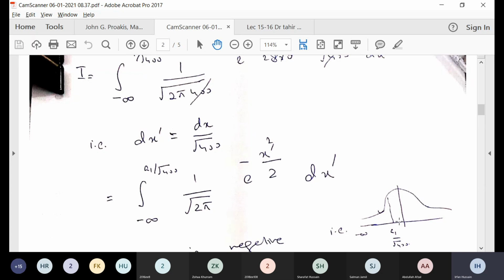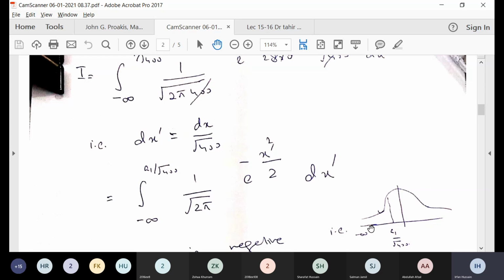Now here, this is the area in the curve from minus infinity to this. This is the CDF. But we want to write this in terms of the Q function. The Q function gives us the area from a to infinity. Q of a1 over 400 will be the value in the curve from a1 over 400 up till infinity. But I want this area in the curve.